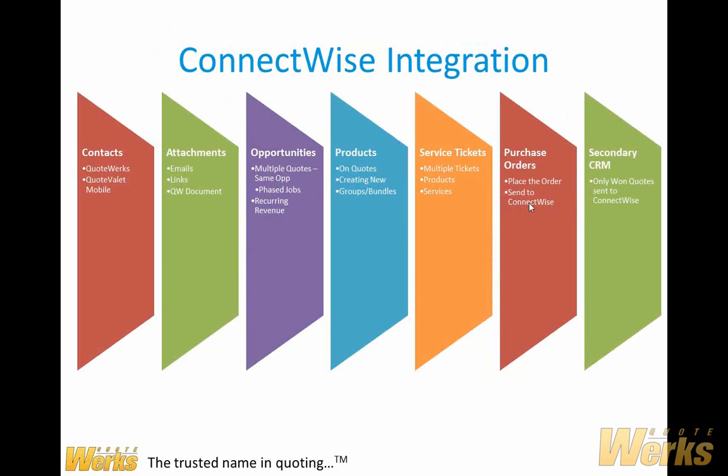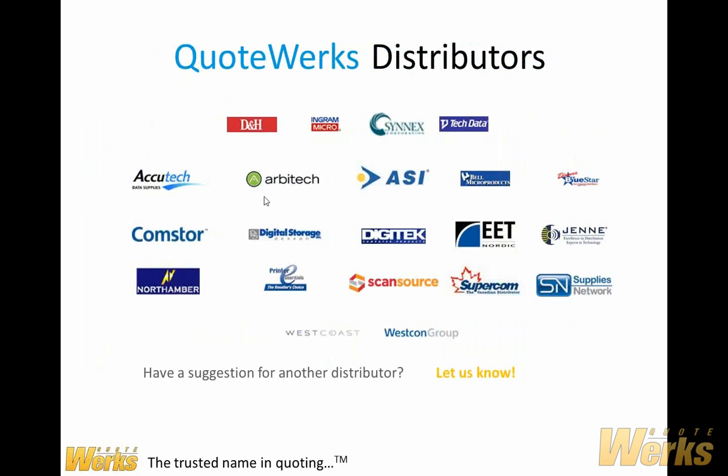Purchase orders, basically they're going to be one-off purchase orders inside of QuoteWerks. But when we place the order with distribution, we can then send that over to ConnectWise, which is great. And then also for about the 10% of you that are not using ConnectWise as your primary CRM, we do have the ability to use, say, Salesforce.com as your CRM. And then when the quote is won inside of QuoteWerks, we'll then win the opportunity inside of ConnectWise. So only the one ops go over there. That way you can handle all of your tickets and whatnot inside of ConnectWise where it belongs.